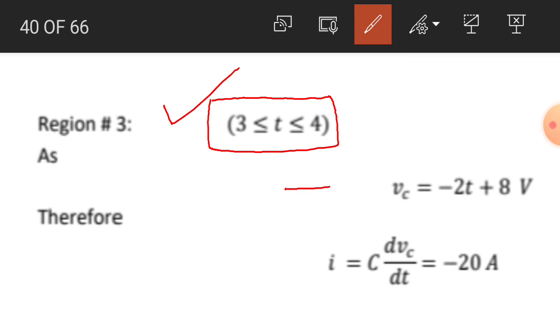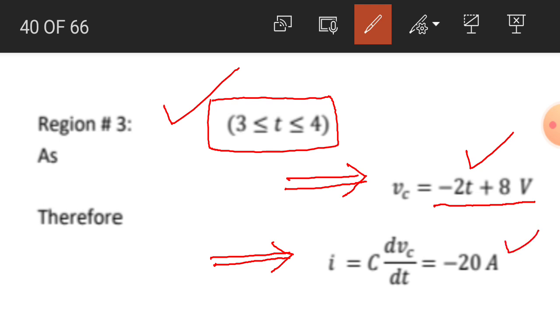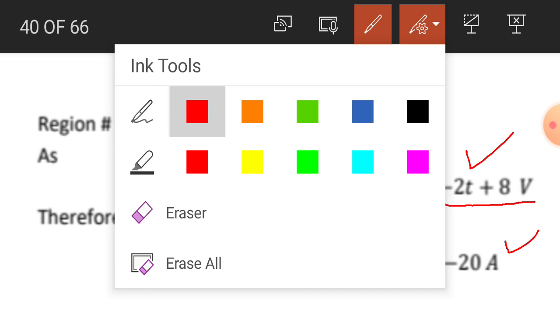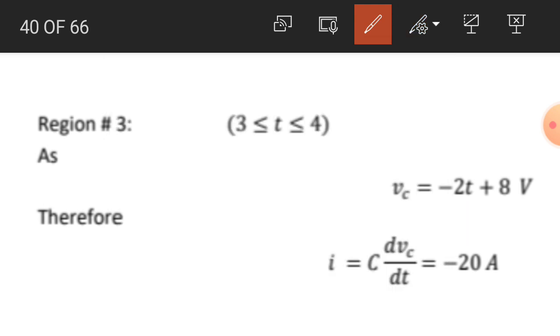This is the equation for the voltage across the capacitor in region number 3. The voltage across the capacitor in region number 3 is minus 2t plus 8. We differentiate this voltage with respect to time and then we multiply it by C. So the current, which is equal to C dVc by dt, will be equal to minus 20 ampere. So the current in region number 3 is constant as well.